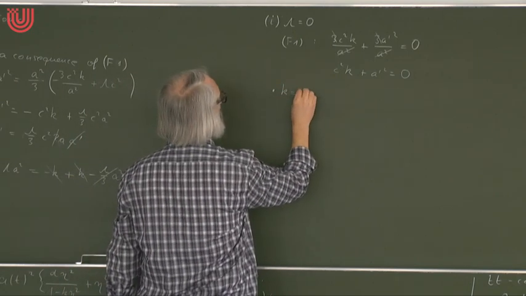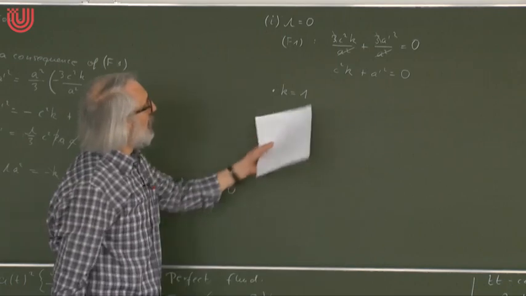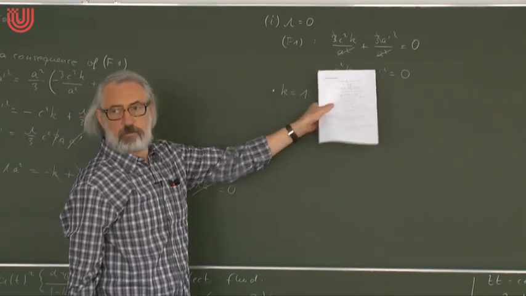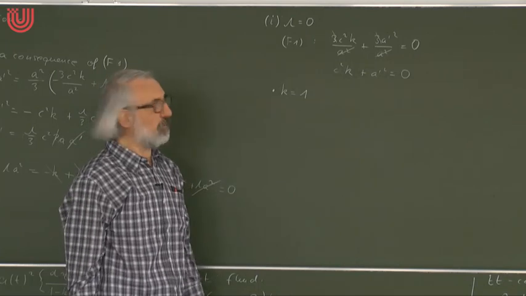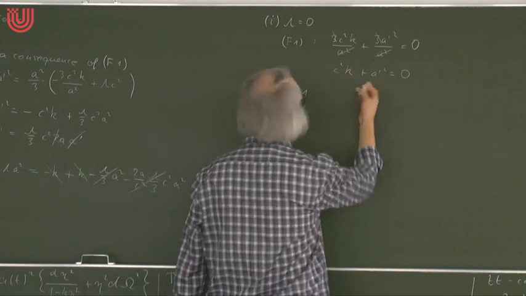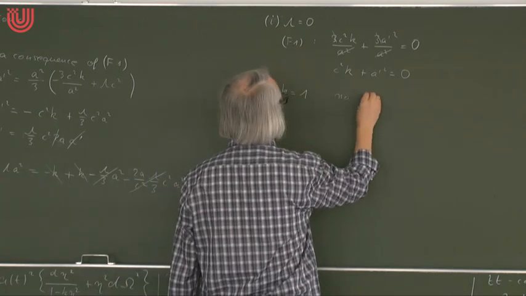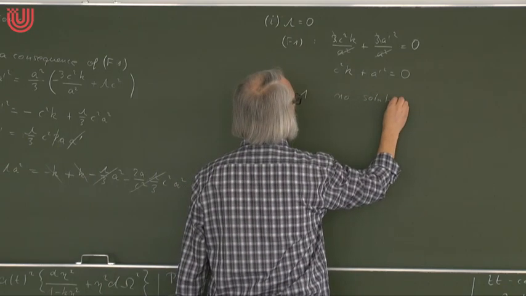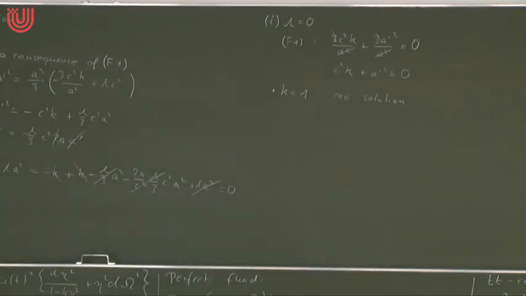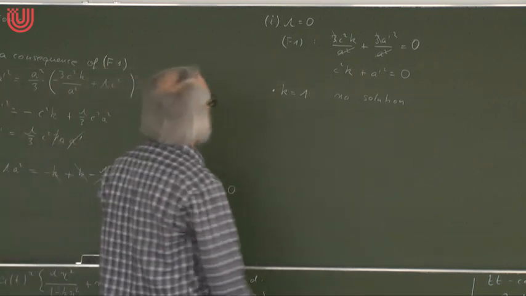And we have to discuss them one by one. So let's assume k is +1. Then I have here something which is strictly positive, and here is a square. So you see this doesn't work. Because of course the scale factor should be real. We don't want to have an imaginary scale factor, so we have no solution. So there are no vacuum solutions with lambda equals 0, which have positive spatial curvature.